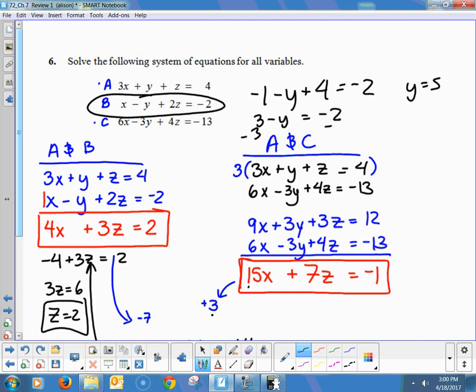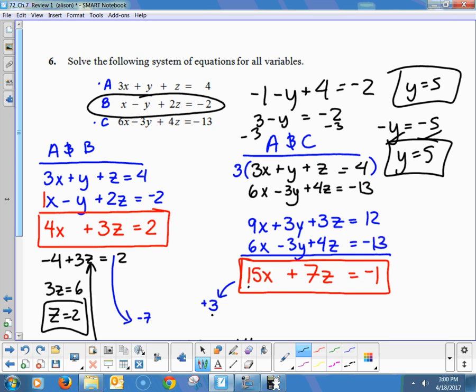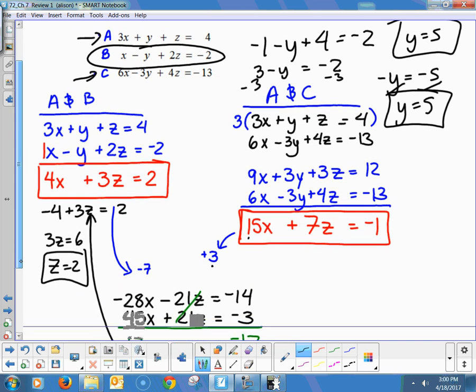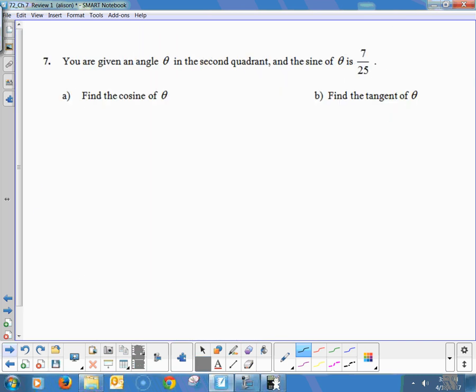I'll subtract 3 from each side. I get negative y equals negative 5, and divide by negative 1. y equals 5. Hip, hip, hooray. You could always go back and check into all of these equations to make sure that our values work. But they do. We're good. Let's move on to number 7.